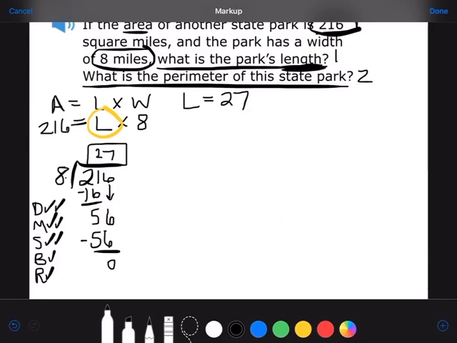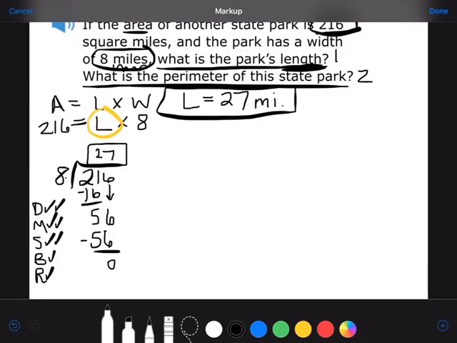27. Well, 27 what? Let's look back at the problem. It looks like we're measuring in miles this time. M-I period is the appropriate abbreviation for miles. So my length is 27 miles.